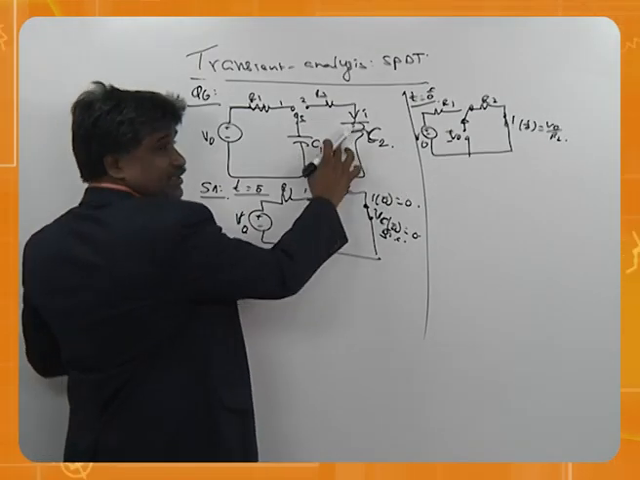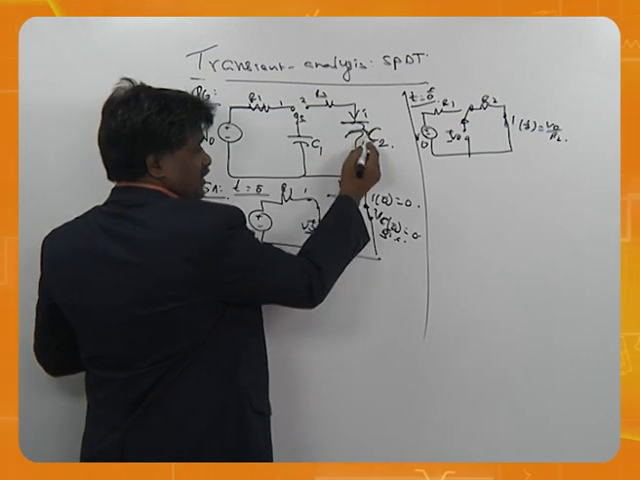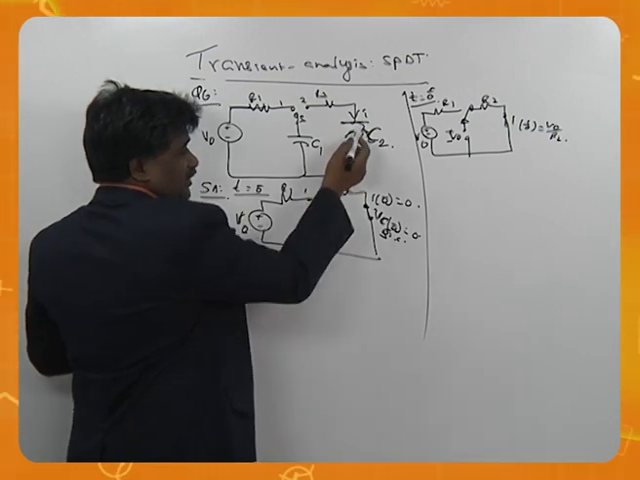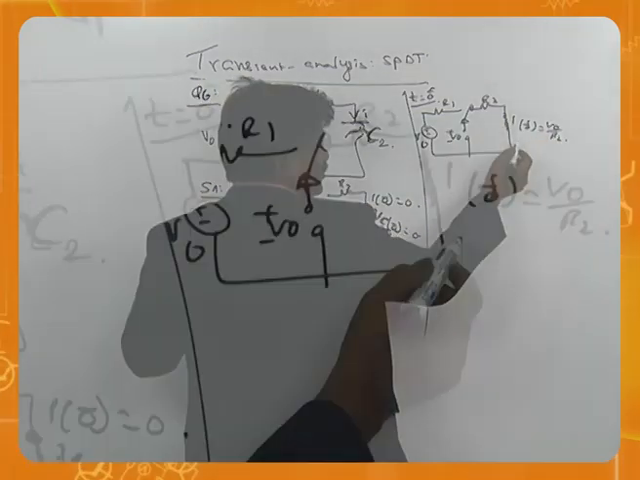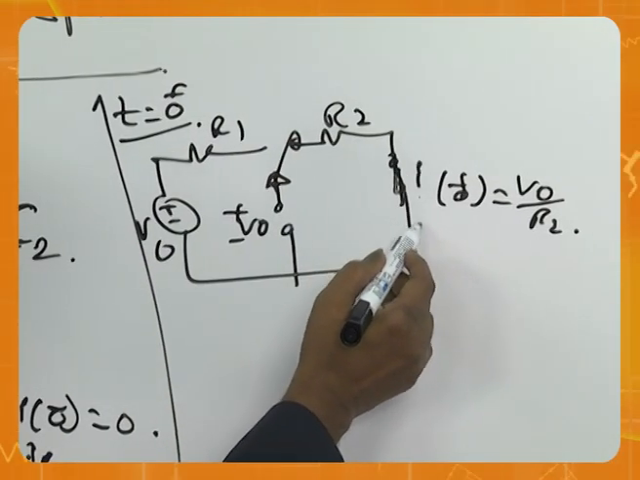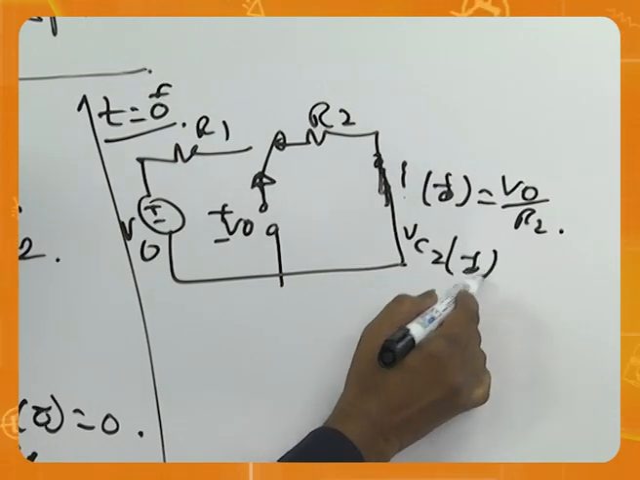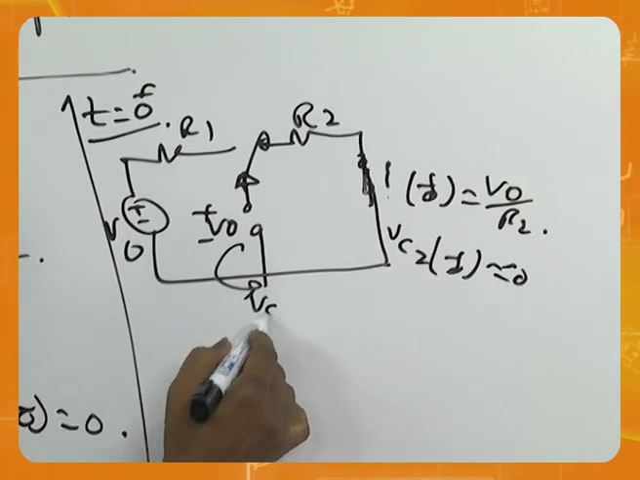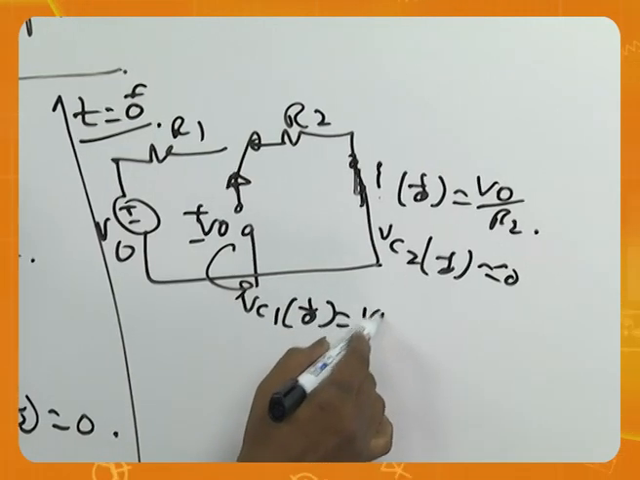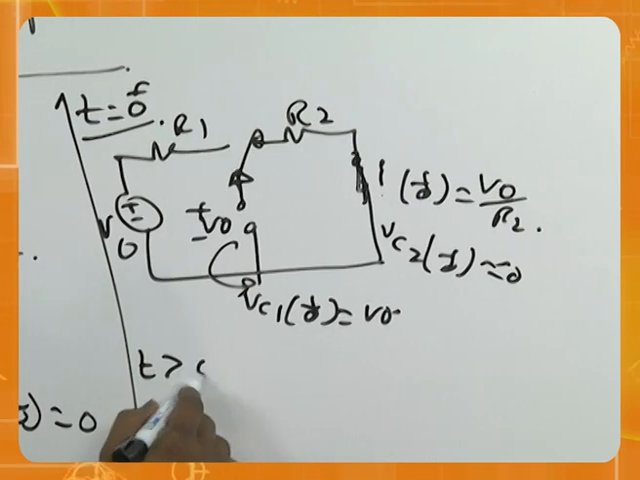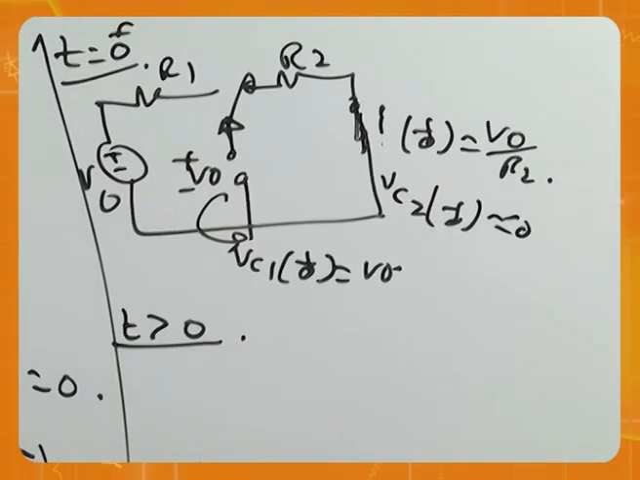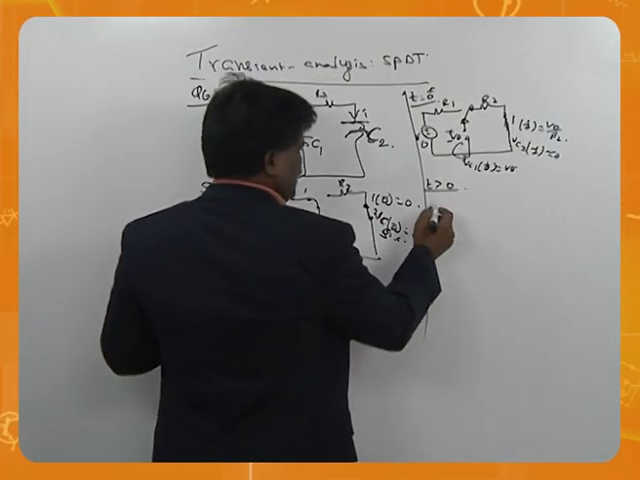If it is an inductor, that is a different story, but if it is a capacitor, this capacitor is open, this capacitor is short. And this being short circuit is continued, therefore voltage across this capacitor is 0 and voltage across this capacitor is V0. And that's why there is a current in this loop. Now t greater than 0, what will happen?